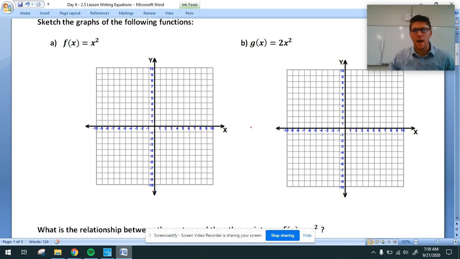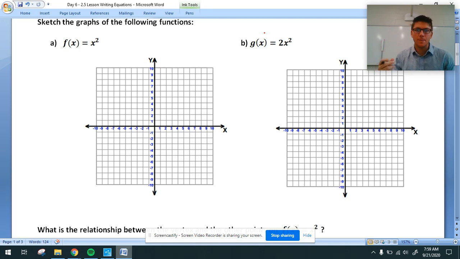Today we're going to take a look at writing the equation of a quadratic function in standard form. So what we worked on recently is being given the equation, sketching the graph. Now what we're going to look at is either being given the graph or the characteristics and then being able to write the equation. So we're doing the reverse.